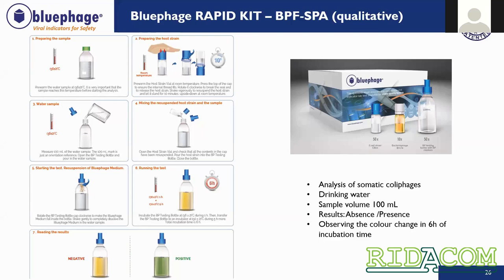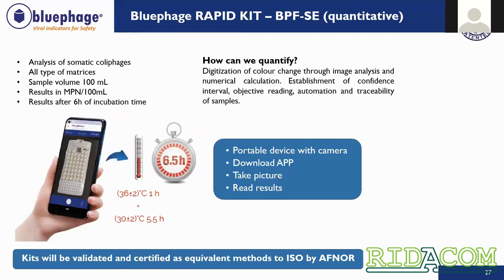So this kit is very easy, it is just absence and presence. But just some months ago, we launched the new product, which is the quantification of the somatic coliphages using this methodology. This is an MPN method.